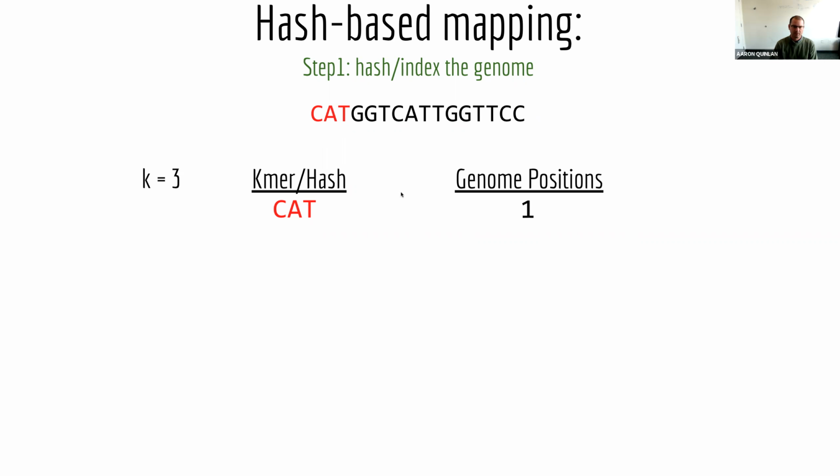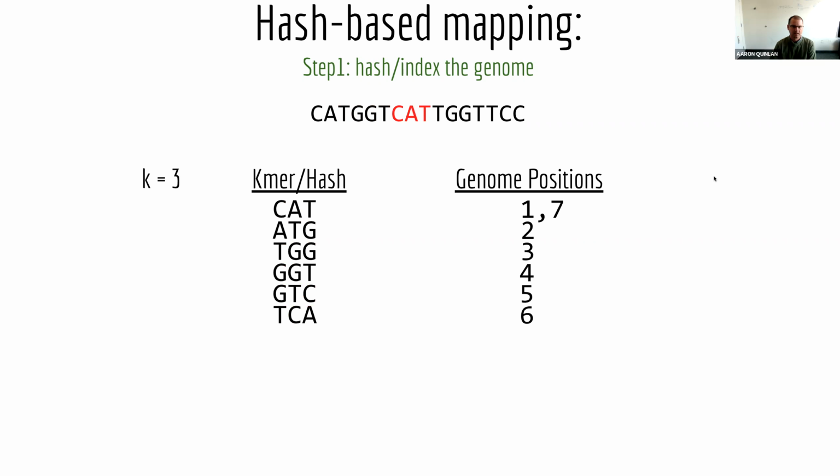And what we do is we're building up a table that the algorithm uses. This table is the index for the genome, and we'll explain how all this works. But CAT starts at genome position 1. Then we slide to the next nucleotide, and we get the next k-mer, ATG. It's at position 2. TGG is at position 3. GGT 4, GTC, and so on.